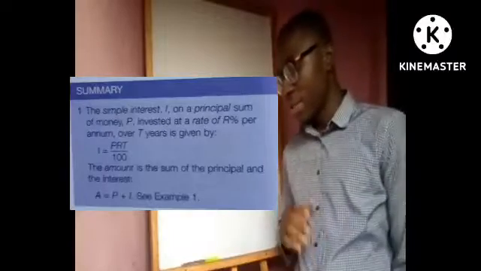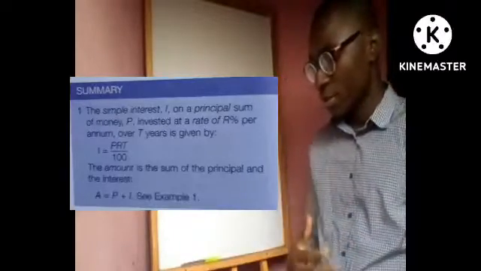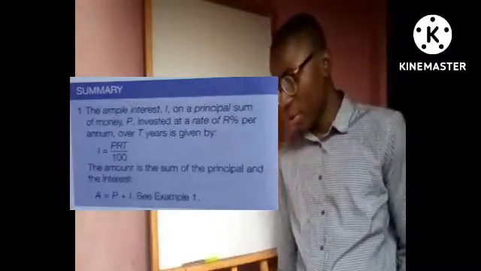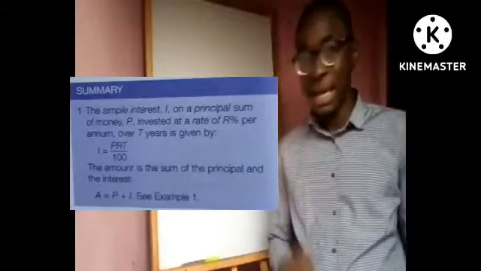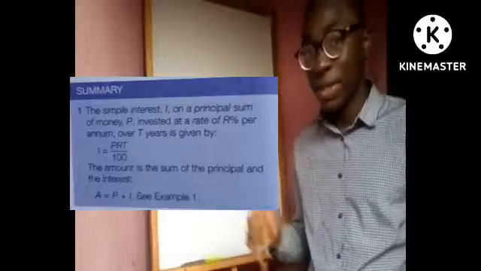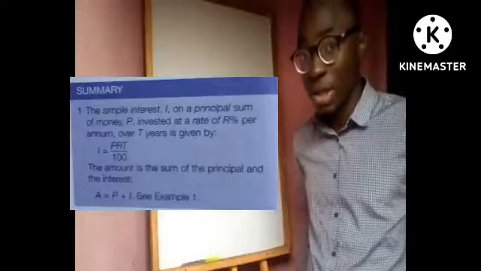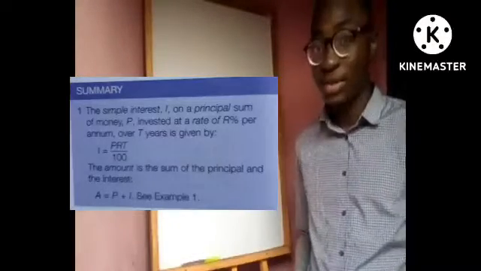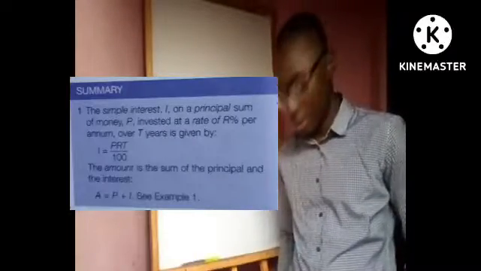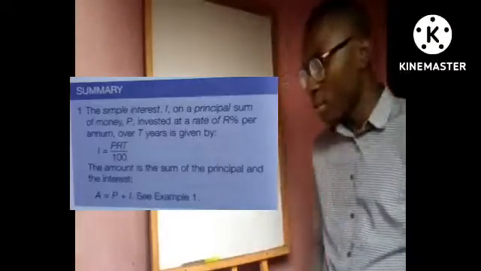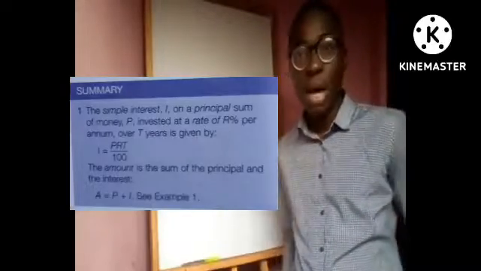For example, the simple interest on the principal sum of money invested at a rate of R% per annum over 2 years is given by PRT, principal times rate times time over 100. Now, that is the formula for simple interest: interest is equal to principal times rate times time divided by 100. Then next, we have the amount, which is the sum of the principal and interest.